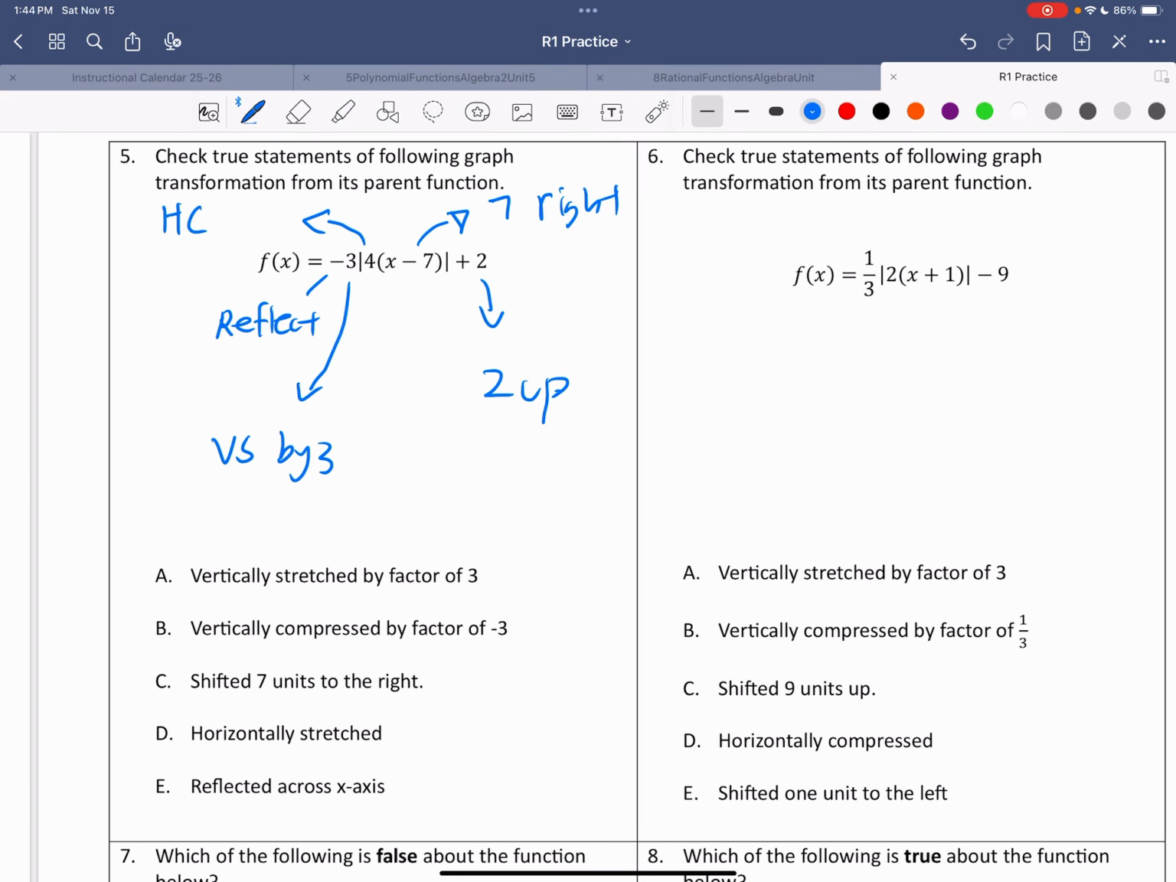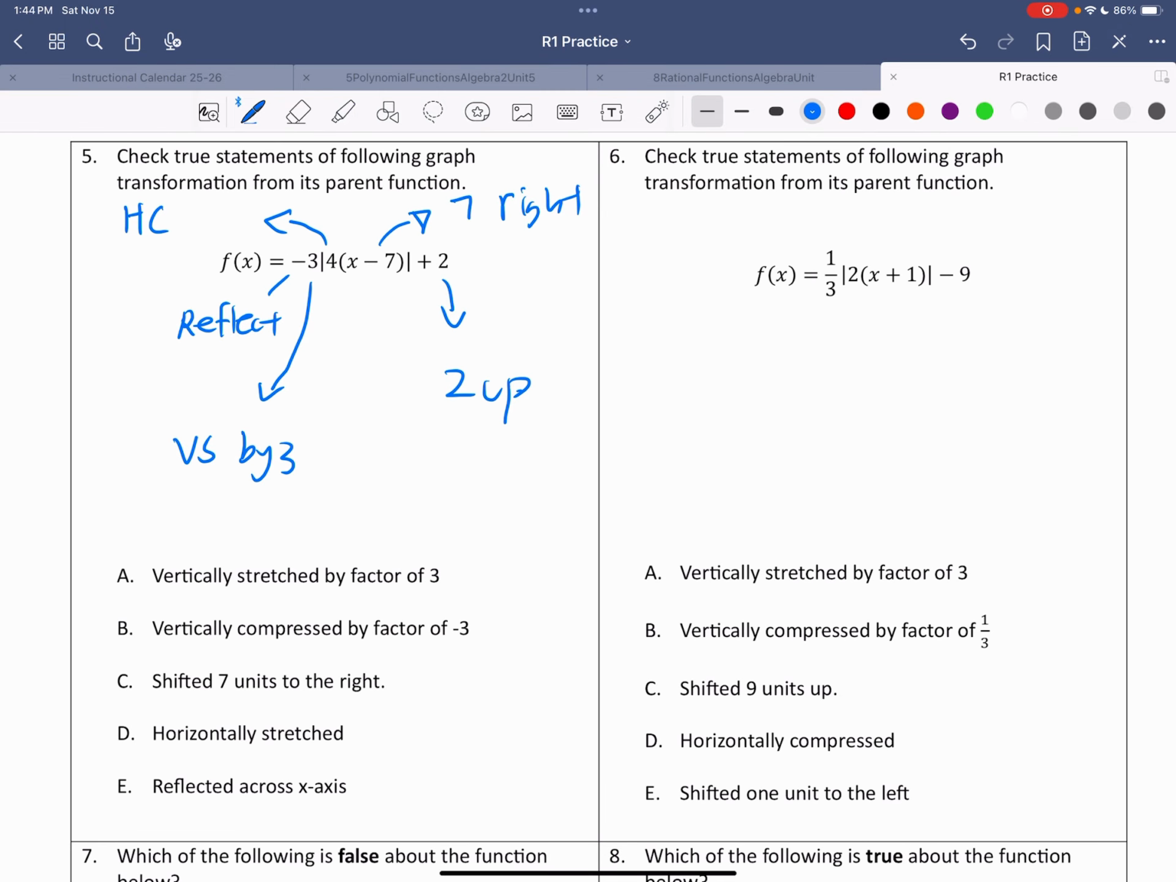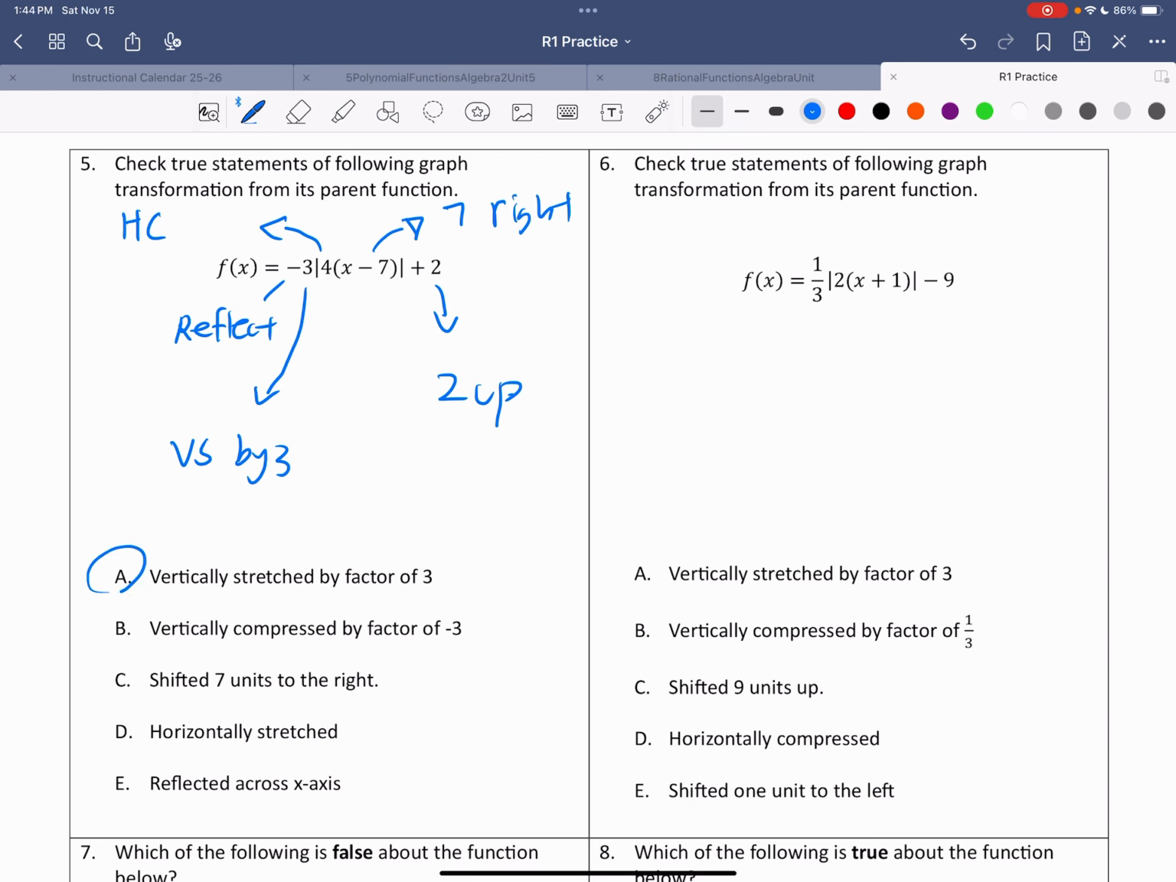So which of these is going to be true? Vertically stretched by a factor of 3. That's correct, as you can see here. Vertically compressed by negative 3? No. 7 units to the right, as you can see. Horizontally stretched? No, it's horizontally compressed. Reflected across the x-axis? Yes, because of the negative. So it's A, C, and E.